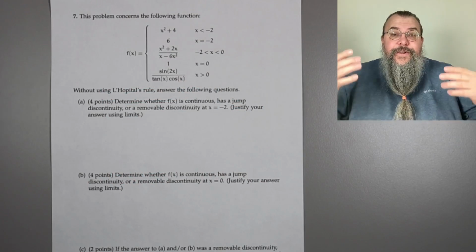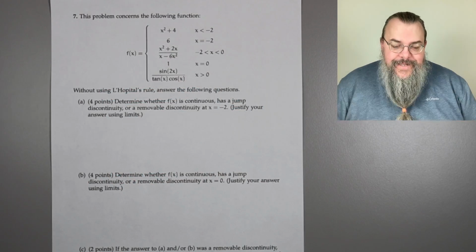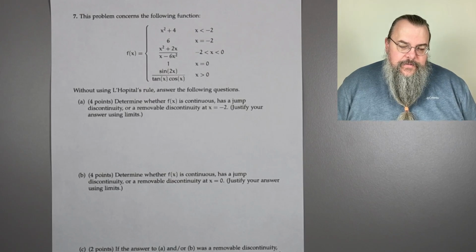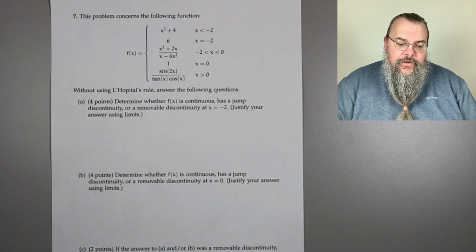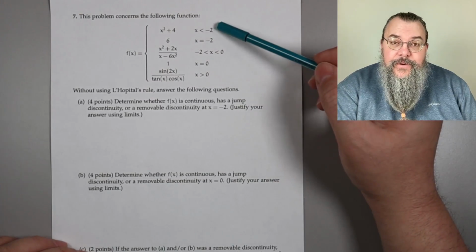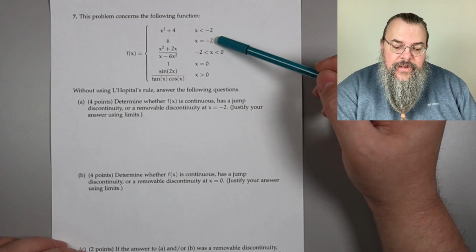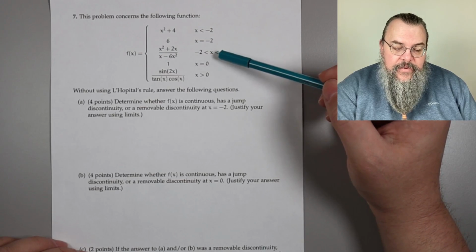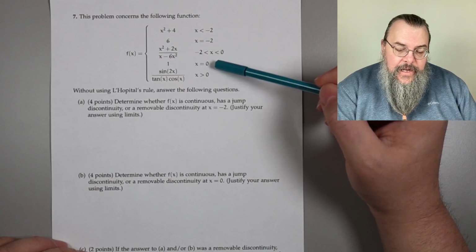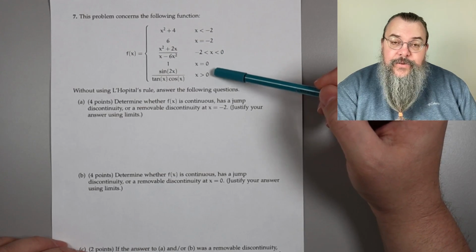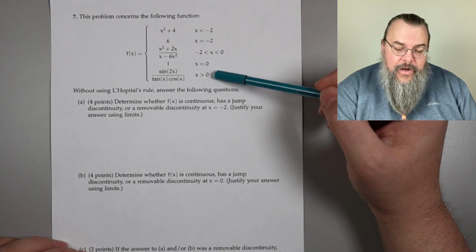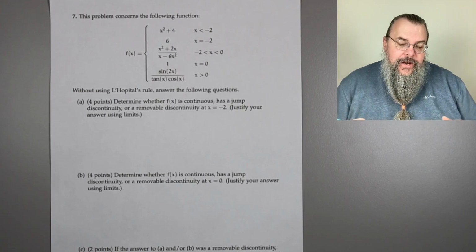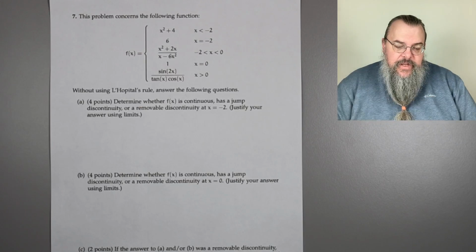And this brings us to our final problem, number 7. And this problem concerns the following function. And what a function it is. We have x squared plus 4 below -2. At -2 we're 6. And then between -2 and 0 we're (x squared plus 2x) over (x minus 6) times x squared. And then we're 1. And then we're sine 2x over tangent x cosine x if we're above 0. Okay, interesting choices we've made here. All right, and we have parts A, B, C, D.